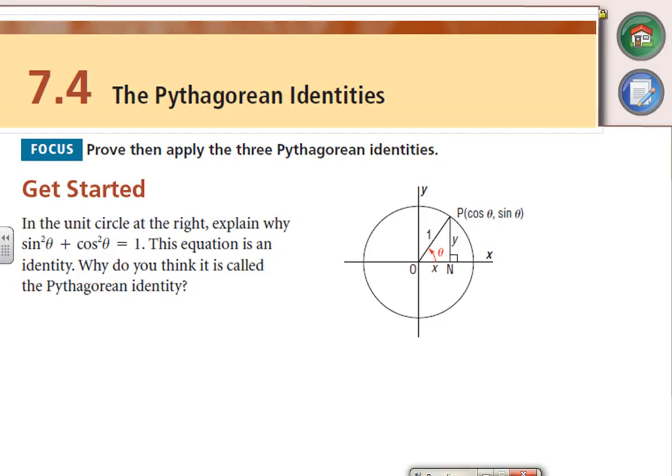All right, continuing on with our identities. We're looking at Pythagorean identities now. So where do they come from? First one. Here's our first Pythagorean identity: sine squared plus cos squared equals 1.